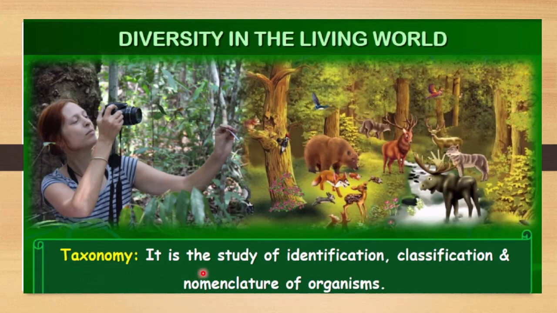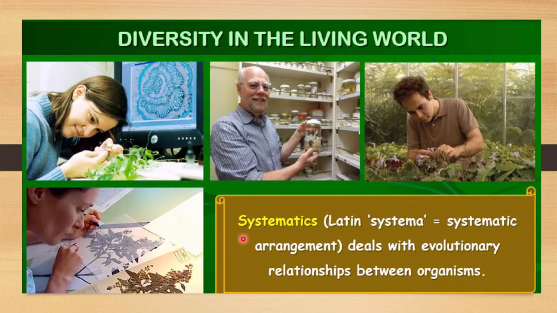It is the study of biodiversity in the form of identification, classification and nomenclature of organisms. So these steps together are called taxonomy. It includes the study of identification, classification and nomenclature of organisms, and all these together are called taxonomy. Another useful term is systematics.